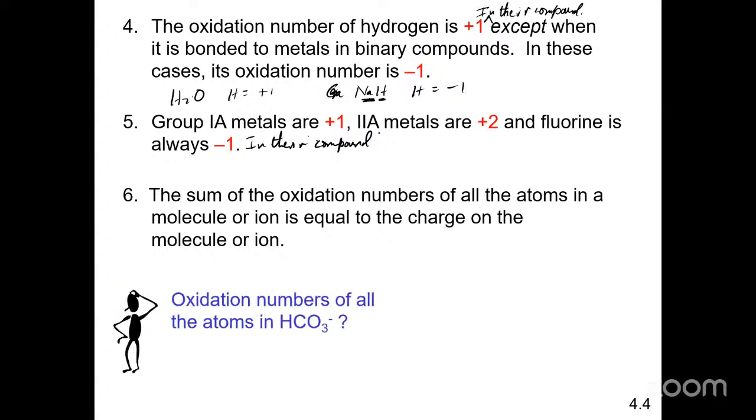So based on that particular rule, we can answer a question such as the one that we see here. What are the oxidation numbers of all the atoms in the bicarbonate ion? Based on the previous rules that we discussed with respect to hydrogen and oxygen, we know that hydrogen will have an oxidation number of +1, and the oxygen will have an oxidation number of -2. We know that already because of the rules. I think it was rules numbers 2 and 3, if I remember correctly.